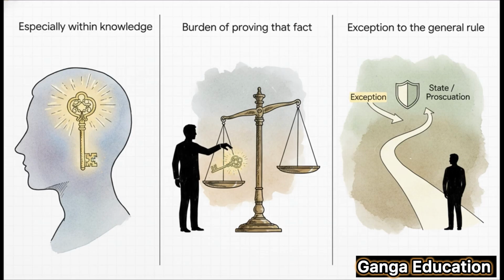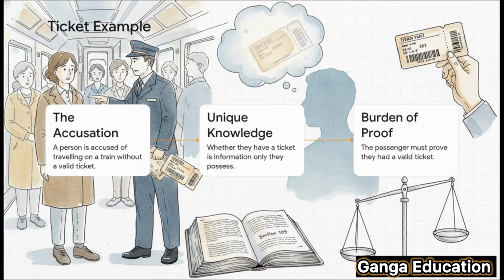There are 3 important ideas here. First, the phrase, especially within the knowledge. This means the information is unique to that person, something the other party can't easily access. Second, burden of proving that fact. That's just the legal way of saying it's their job to provide the proof. And third, remember that this is an exception to the general rule, which is what makes our justice system so practical.